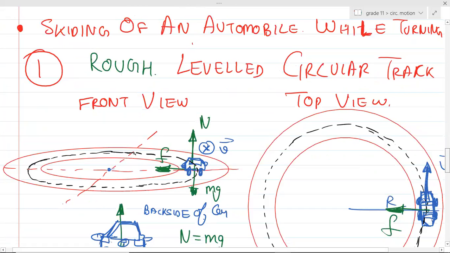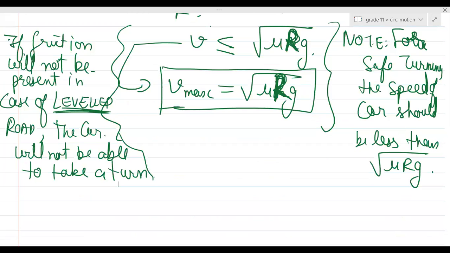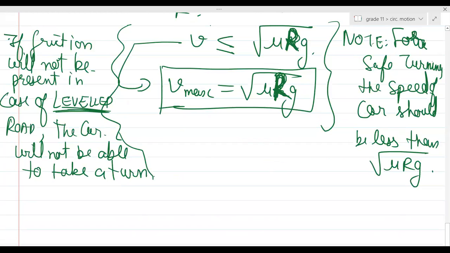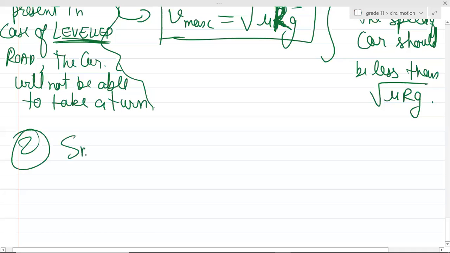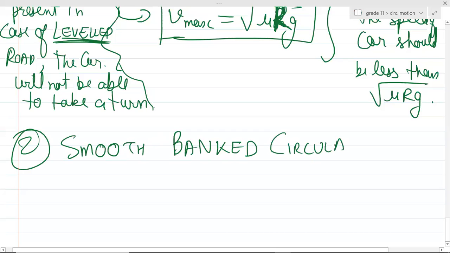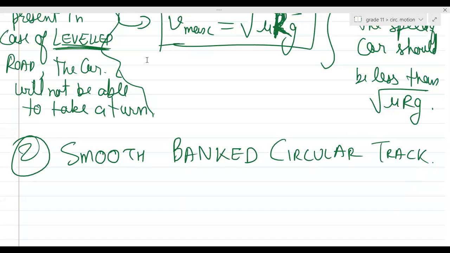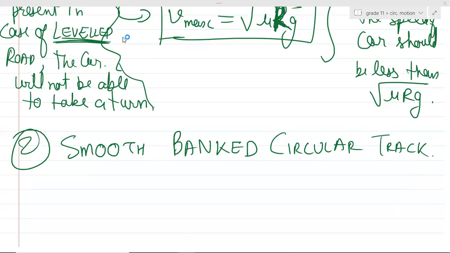So this rough leveled circular track is done. Now the second part is the smooth banked road, the smooth banked circular track. Let me just grab the image from the internet, otherwise it will take me too long to draw. Smooth banked circular road diagram.